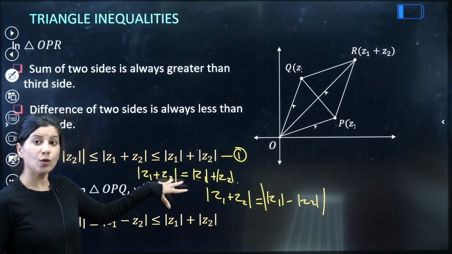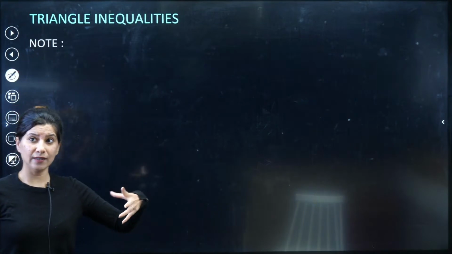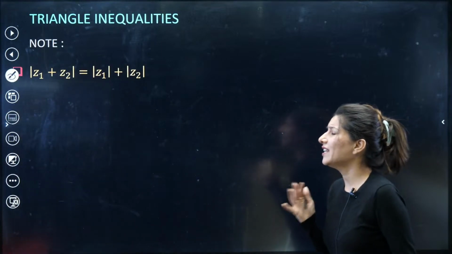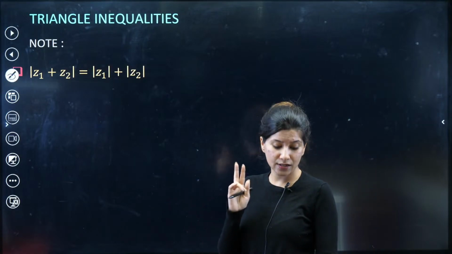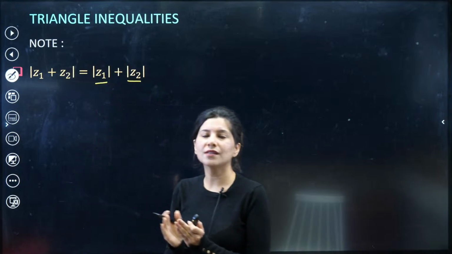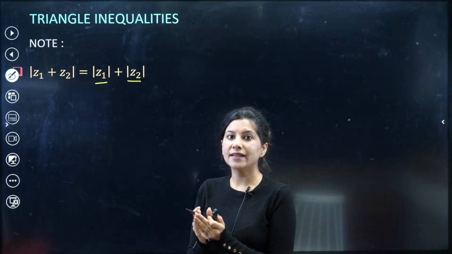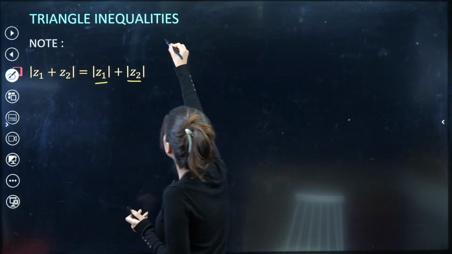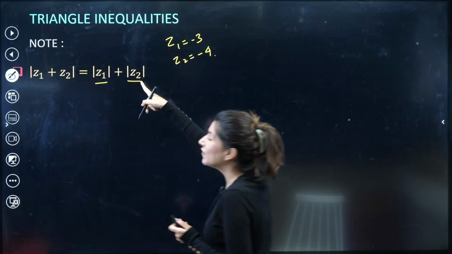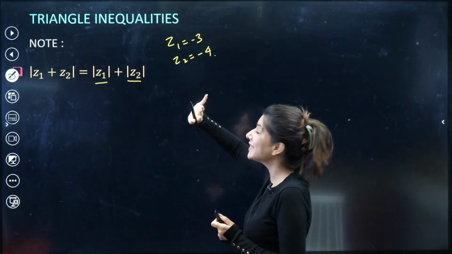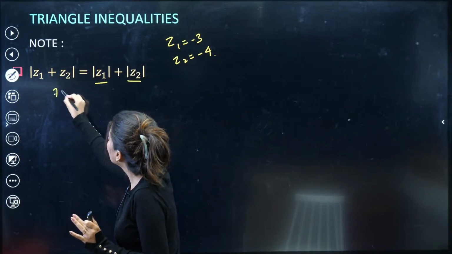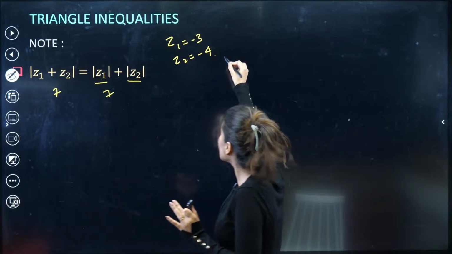Now let's talk about the first equality and intuitively think. Can we think geometrically? Very easy. If you think geometrically, it is very easy. What is happening over here is mod Z1 and mod Z2. Suppose Z1 is minus 3 and Z2 is minus 4. Then will this equality hold? Just put the value and see. Minus 3 minus 4, so this is going to be 7, and 3 plus 4 is 7. Yes, ma'am, it is happening.